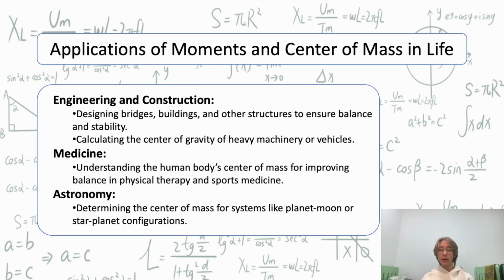What are the applications of mass and center of mass in life? It can be used in engineering and construction, for example designing bridges, buildings, and other structures to ensure balance and stability. In medicine, it helps in understanding the human body's center of mass, for improving balance in physical therapy and sports medicine. It can be used in astronomy, determining the center of mass for systems like planet-moon or star-planet configurations. So there are a lot of applications where we can use moments and the center of mass.